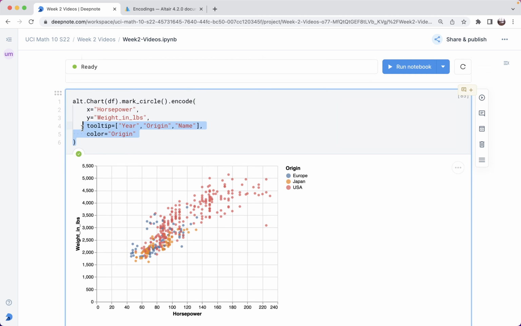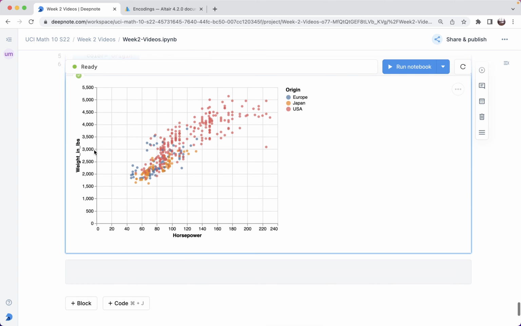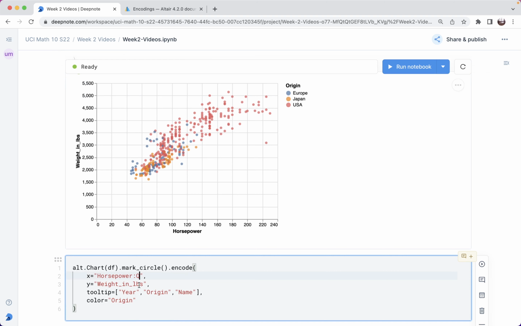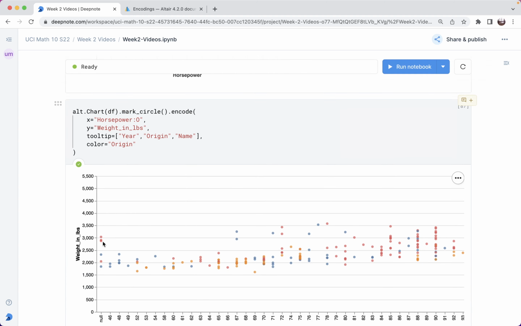As another example, what if I change horsepower to colon Q? It looks exactly the same because, again, it's correctly determining that this is a quantitative data type. In this case, colon O versus colon N isn't going to make any difference from each other, but they will make a big difference from colon Q. So here it's saying the values do not matter. All that matters is the different possibilities.